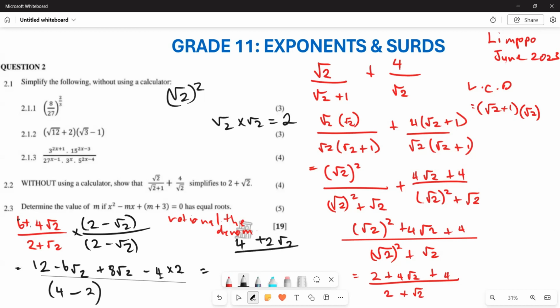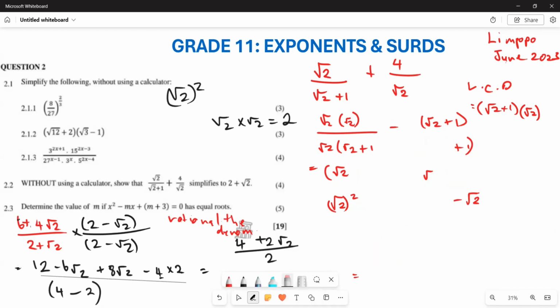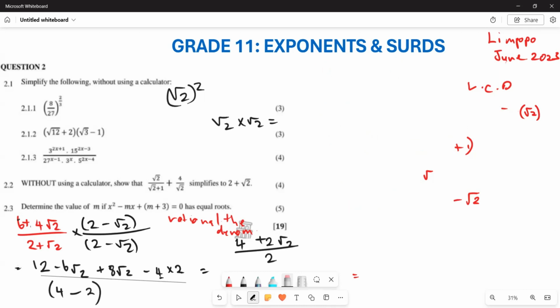And now here, what is 4 subtract your 2? This is the same as your 2. Okay, and now that you have this, what is it that you are going to do to continue solving this one? Now, you can take out a common factor here. If you take out the common factor, what is it that you're going to have?